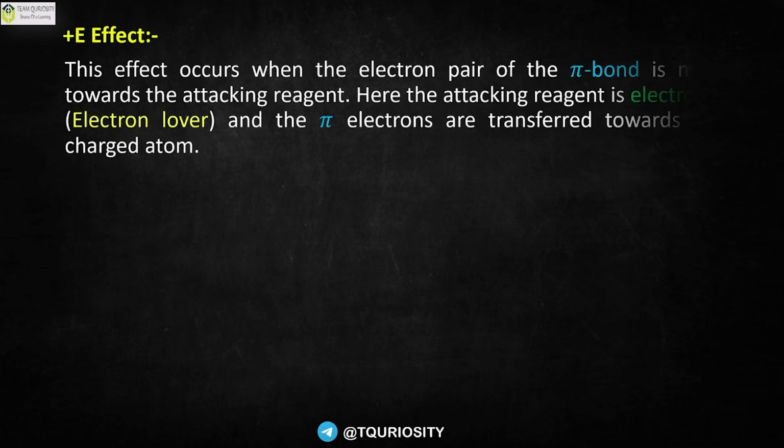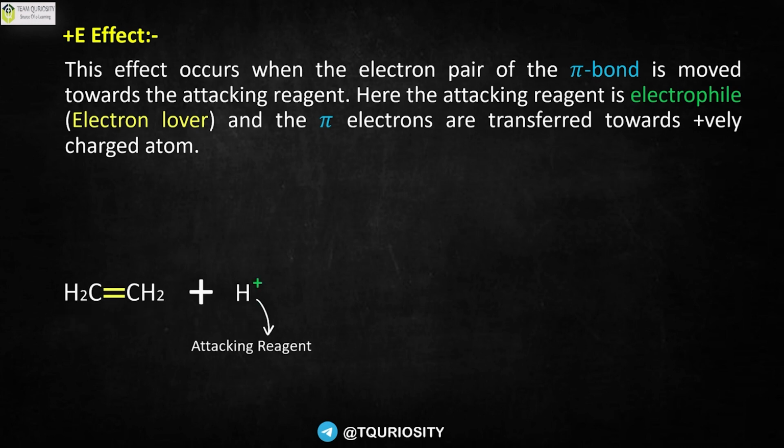Plus E effect. This effect occurs when the electron pair of the pi bond is moved towards the attacking reagent. The attacking reagent attaches itself to the atom which obtained an electron pair in the transfer. The plus E effect is generally observed when the attacking reagent is an electrophile and the pi electrons are transferred towards the positively charged atom. In the given reaction, we can see that the attacking reagent is the H plus ion, which is an electrophile as it is an electron lover.